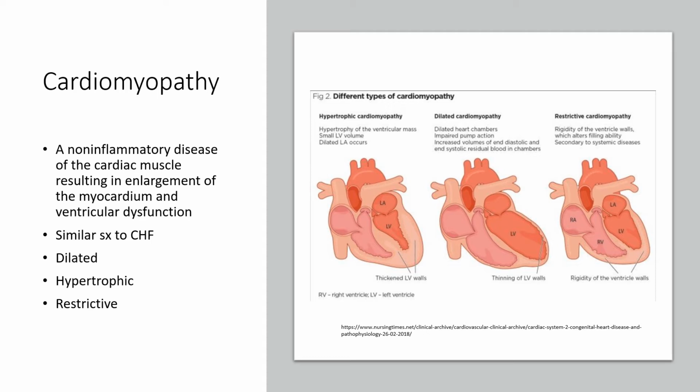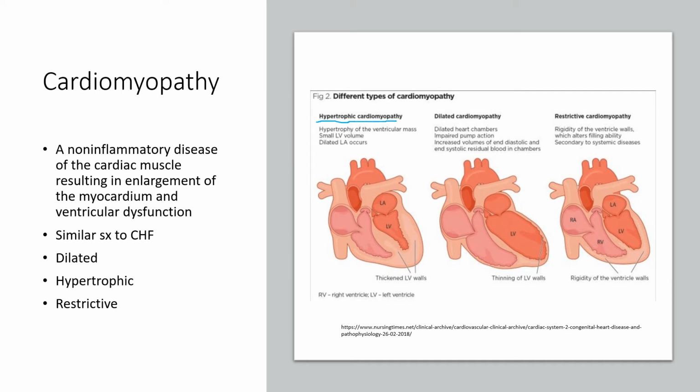You may also see peripheral edema and hepatic congestion. Fainting, also known as syncope, and cardiac murmurs may also occur. And again, this is going to be different in each patient. There are three specific types of cardiomyopathies. The first one we're going to talk about is the hypertrophic cardiomyopathy.